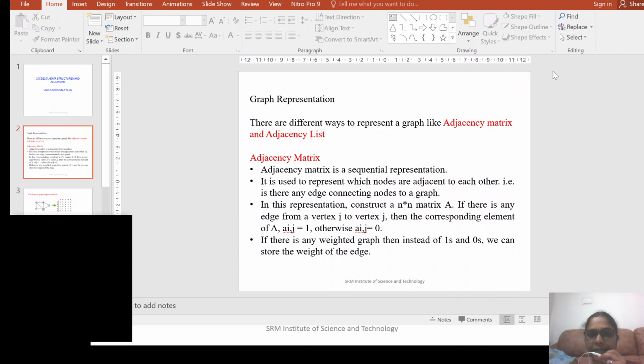If there is any edge which links vertex i and vertex j, then the corresponding element is represented as 1. Otherwise, we mark it as 0. If there is a weighted graph, then instead of representing 1, we can use the respective weight as the value in the adjacency matrix.